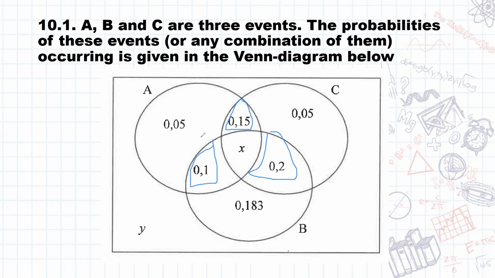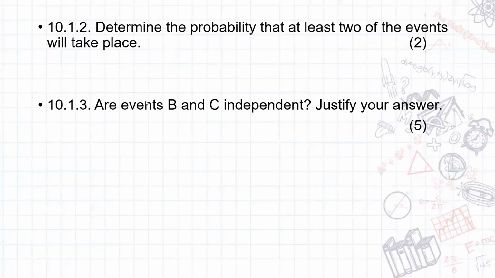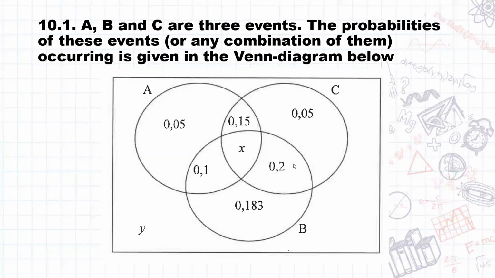All right. Next question says, are events B and C independent? Justify your answer. So now we need to find the probability of B. If we go back up and look, we're going to add all of these together: 0.1, the x, which is 0.16, the 0.2, and the 0.183. And this gives us a probability for B of 0.643.